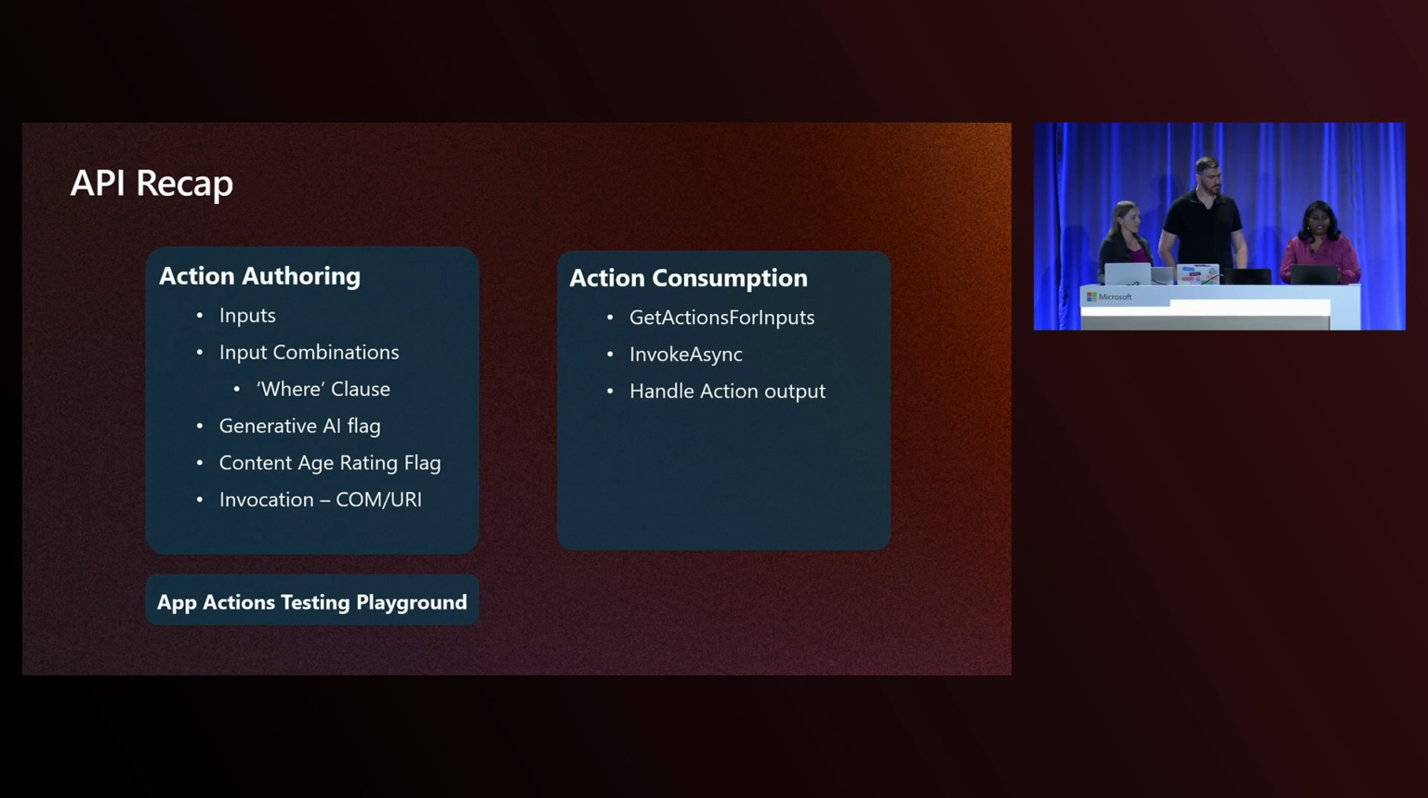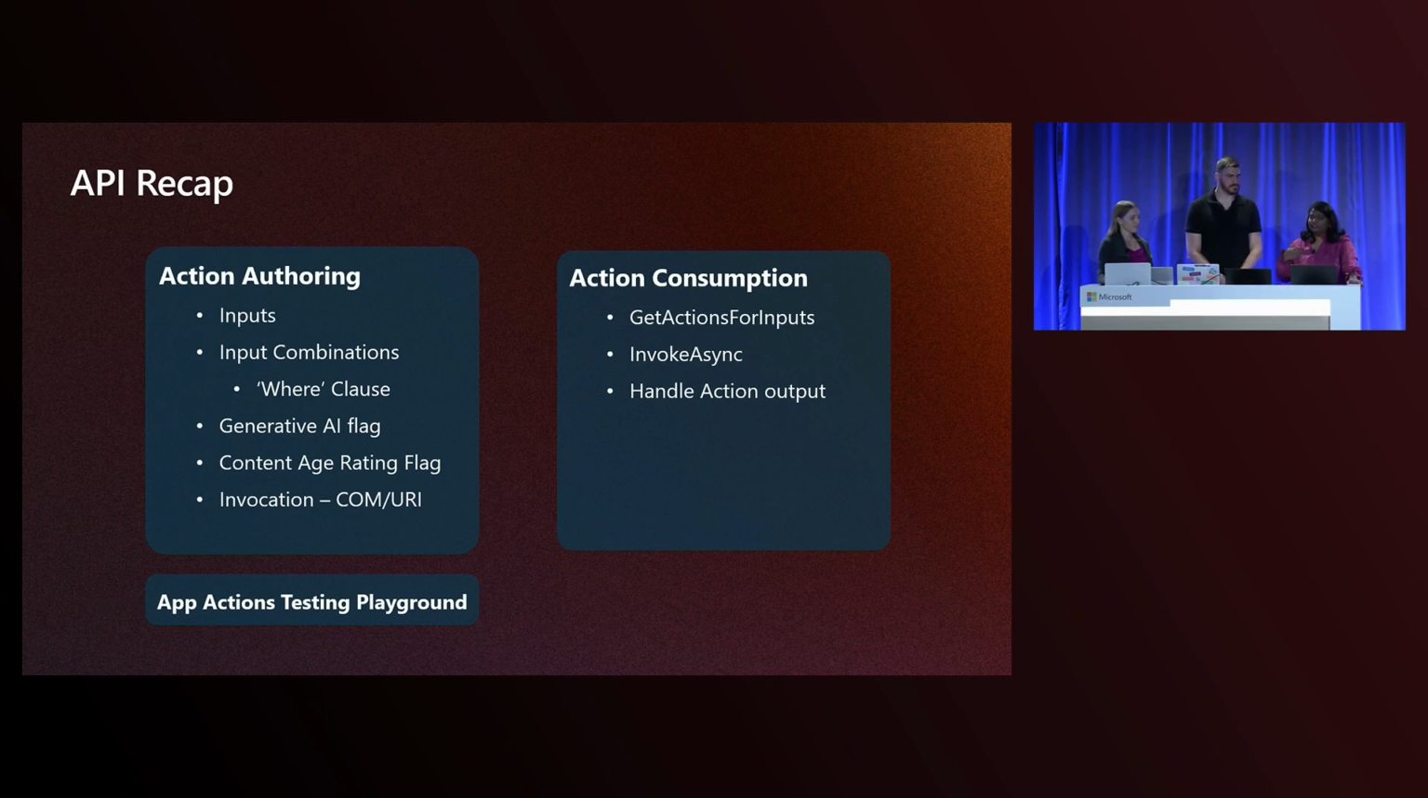Content age rating flag, you set that according to how you want to have your action exposed to the various types of accounts. Last but not the least, invocation. Specify if it's a COM invocation or URI invocation. For packaged Win32 apps, you will have both COM and URI available. For packaged PWA apps, it'll be a URI invocation.